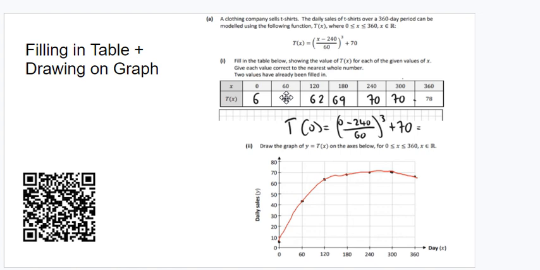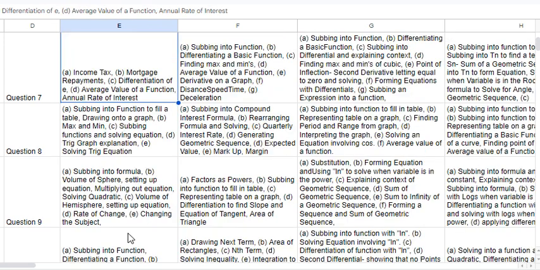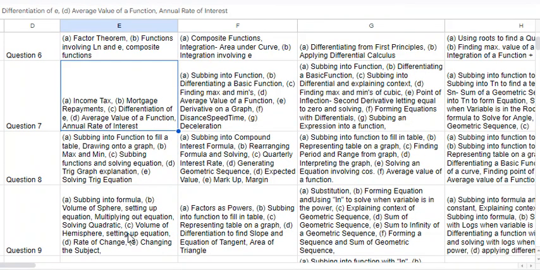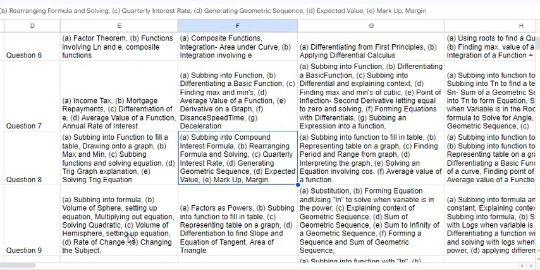The second part then, it's just plotting it on the graph. So our x coordinate is the 0, our y coordinate is the 6, so 0, 6. Then we go to 60, 43, and we just keep plotting them, and that's it really. So this will always be in the section B's. There, question 8 last year.